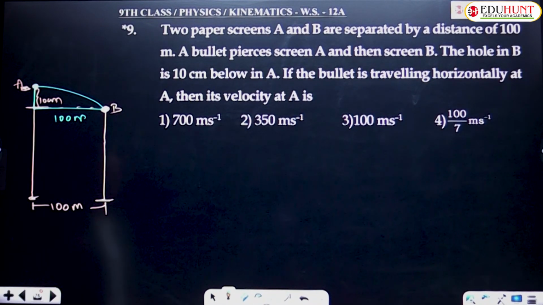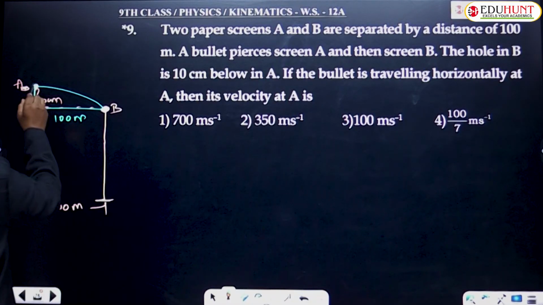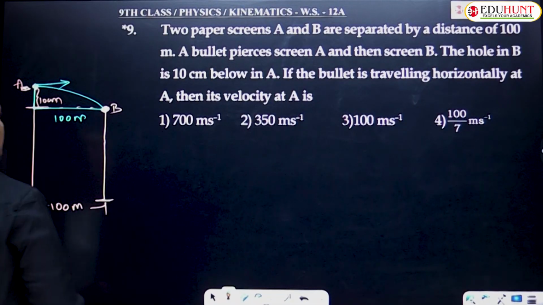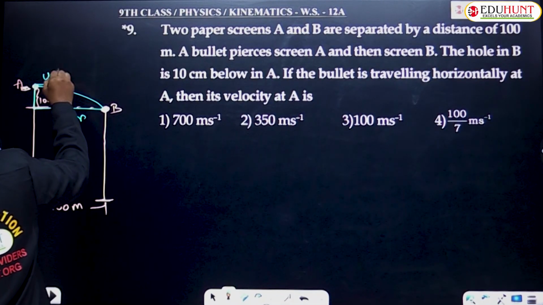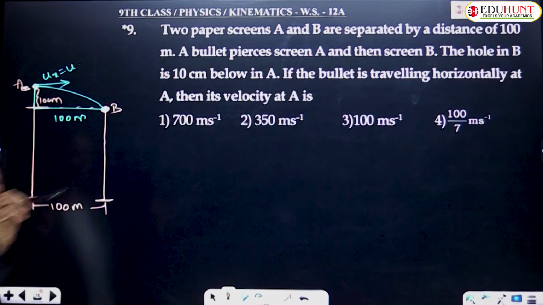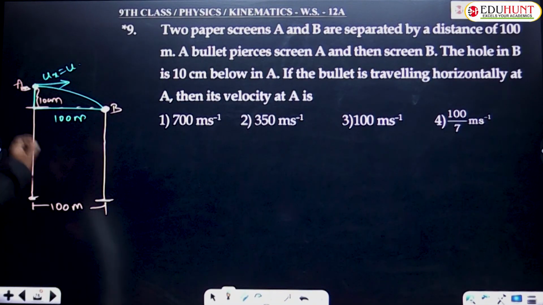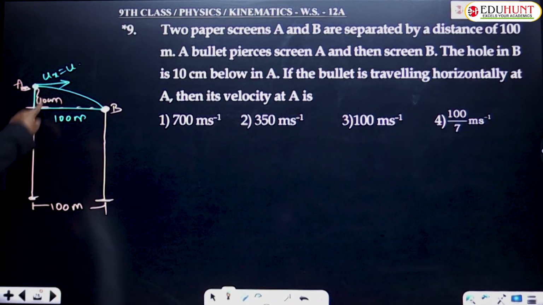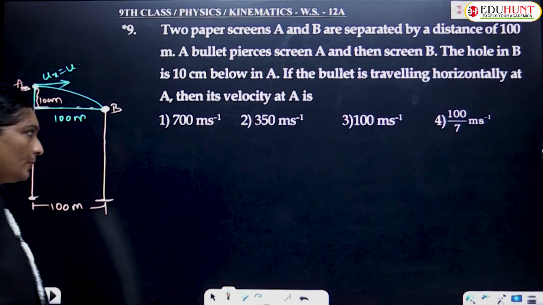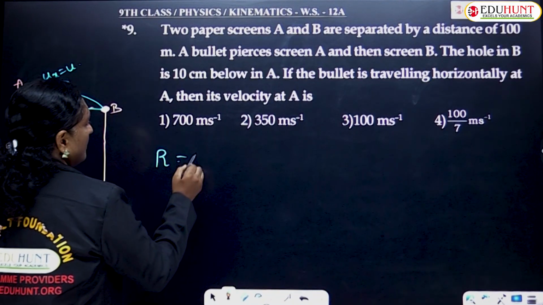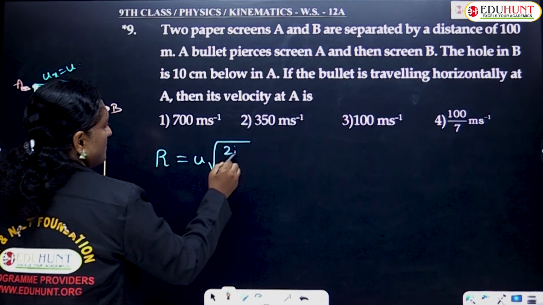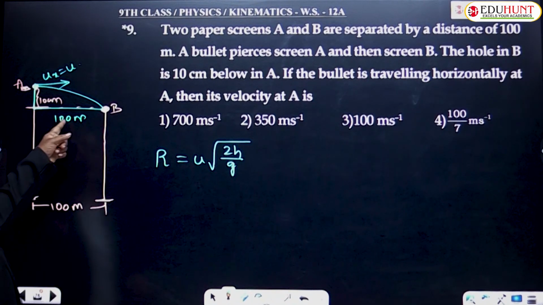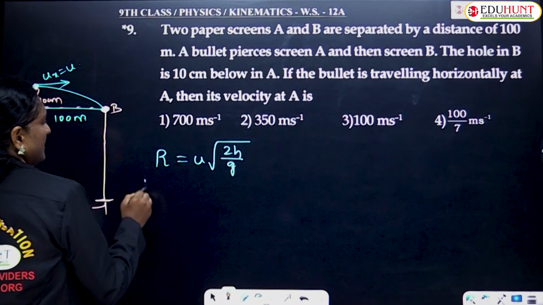If the bullet is traveling horizontally, earlier the bullet was traveling horizontally something like this, then its velocity at A, so this ux is equal to u. You are asked to find the value of u. Similar to the previous problem, here r is known, h is known. So the relation between r, u and h is r is equal to u times root over 2h by g. The value of r is given as 100 meters.